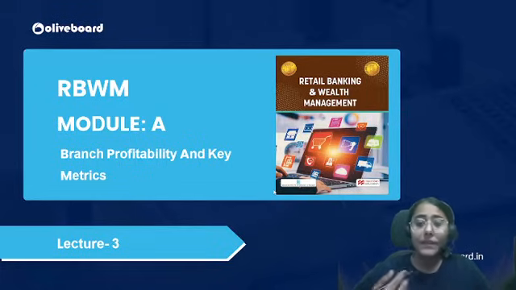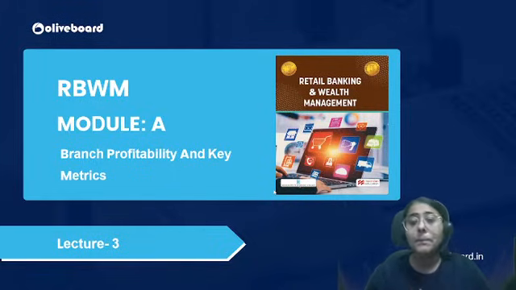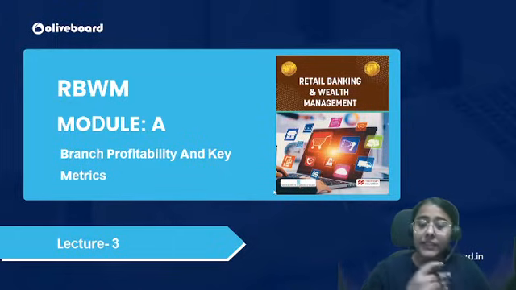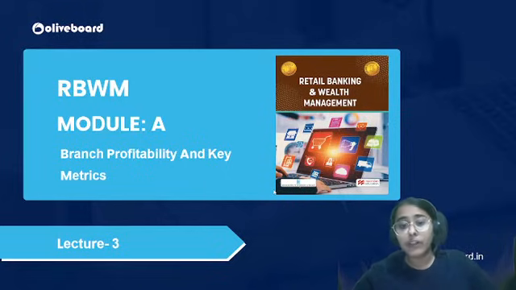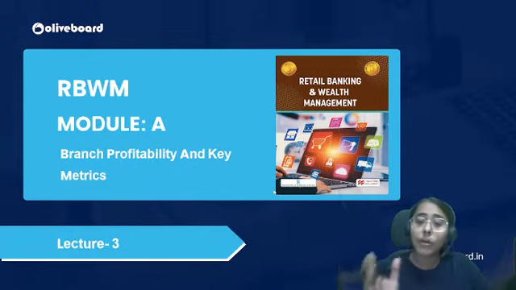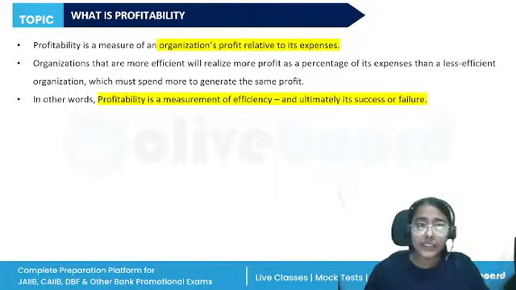So all of the topics that we are covering in this series have been asked in the previous examination and there are very high chances of them being asked again. So let us start with the third topic, which is branch profitability and key metrics. This is from unit 4 of our module A. We'll be seeing what is the meaning of profit, profitability, and there are certain formulas that we need to have a clear understanding of. So let us start.